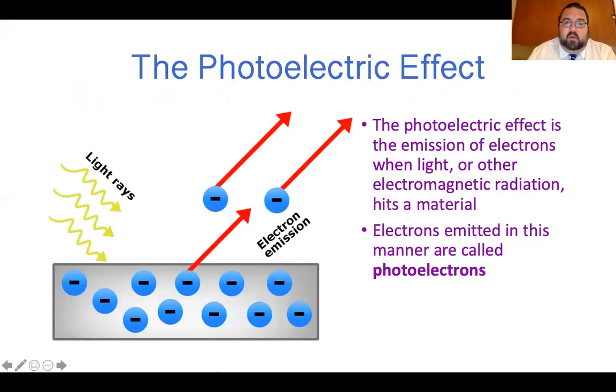Specifically, the photoelectric effect is a phenomenon where light or any other electromagnetic radiation strikes a surface and electrons are emitted as a result, called photoelectrons. Josh, can you tell me, please, what would be the energy transformation going on here? Yep, that's right. So electromagnetic energy into electrical energy.